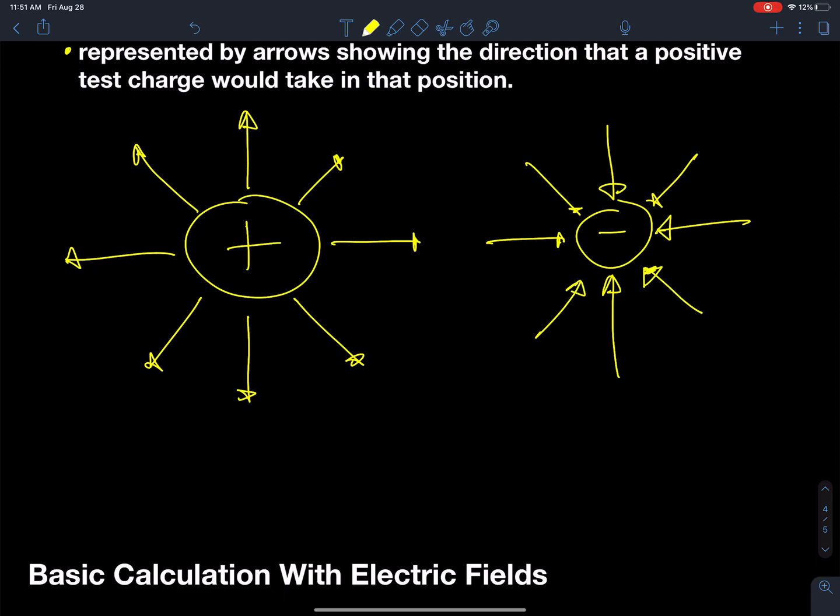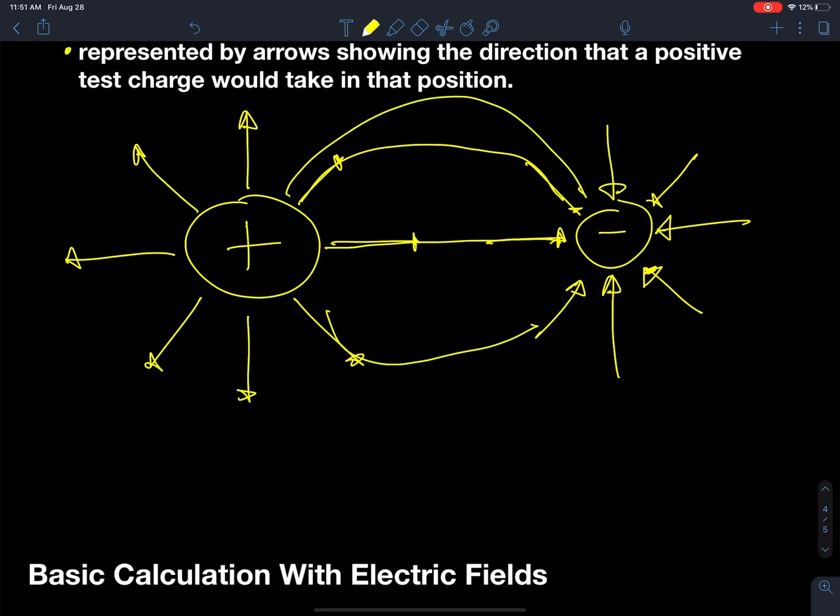Okay, and then you can see here, if I had a negative charged object here and a positive charged object, well then you'd get these curvy arrows that look something like that.